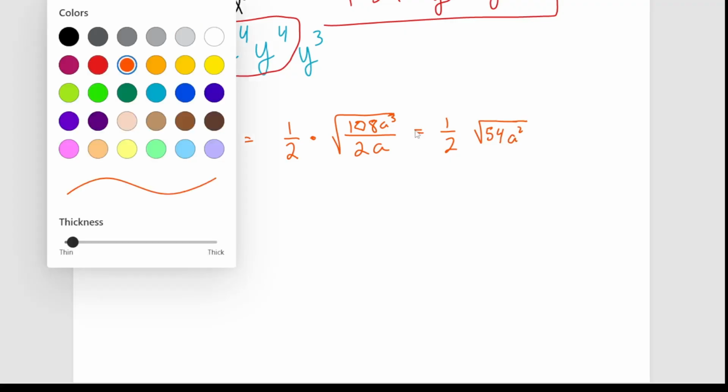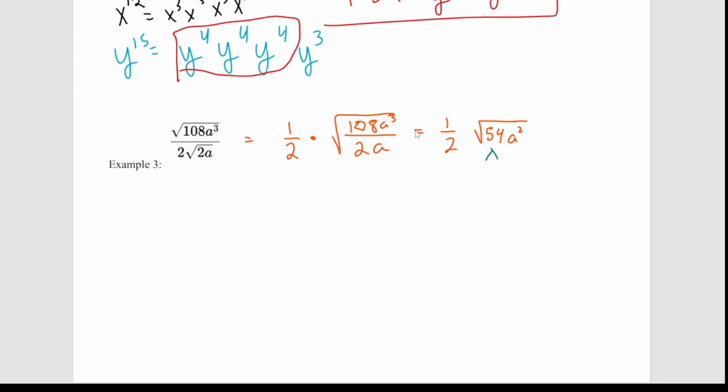Might want to see how 54 will end up simplifying. So 54 I know is 9 times 6. 6 breaks down to 3 times 2. 9 breaks down to 3 times 3. So that 3 times 3 tells me a part that's going to simplify, because that is a pair of 3's for a square root. So I'm looking for groups of 2, while the 3 times 2 will not simplify.